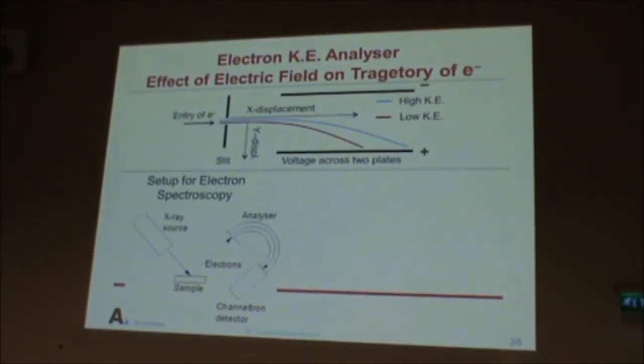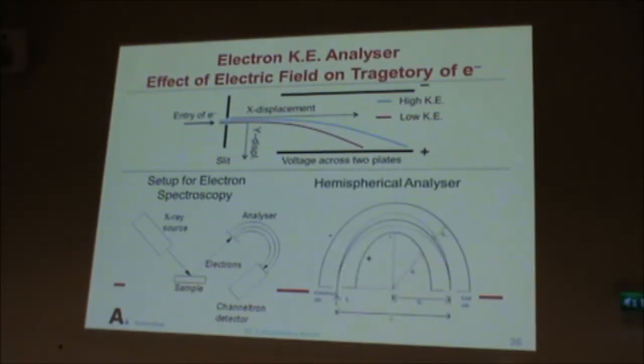You have a source of X-ray. You can also have a source of UV ray, which knocks the photoelectrons out, and the electrons travel up, and there is an analyzer. Here is an example of how to build an analyzer. This is a hemispherical analyzer. You have an outer sheet and an inner sheet in the shape of a hemisphere, and just like what we did here, we apply opposite voltages.